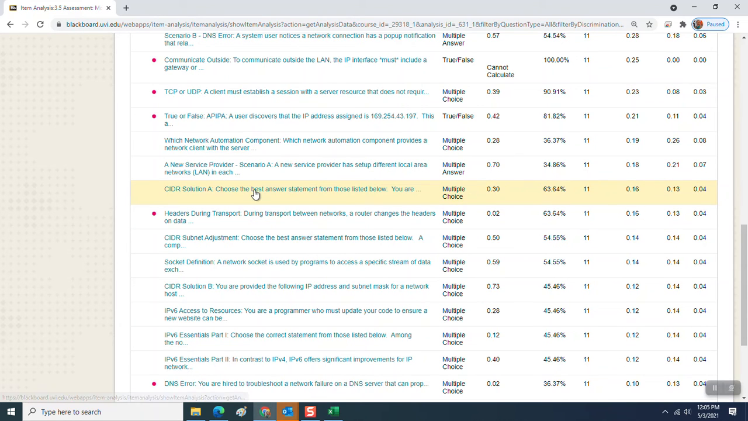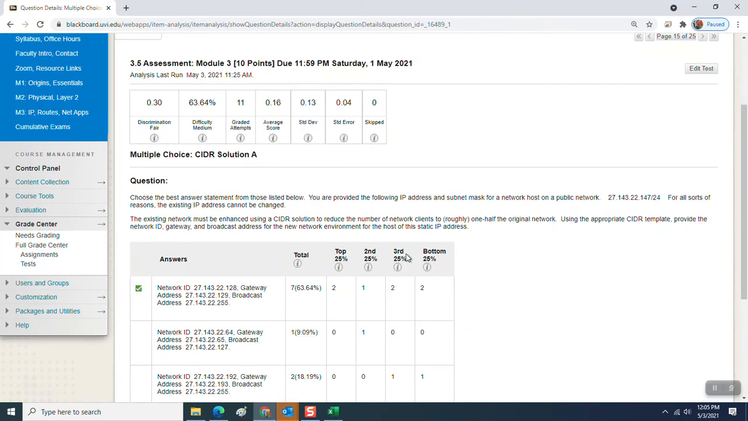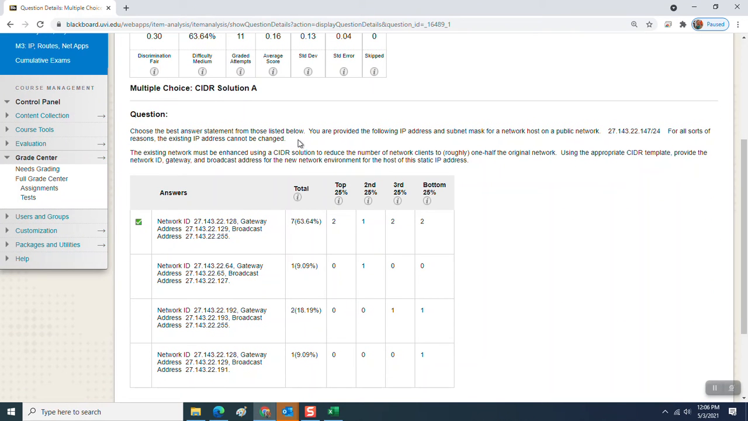CIDR solution A, choose the best answer. So this is another CIDR solution. Choose the best answer statement from those listed below. You are provided the following IP address and subnet mask for a public network. We're using the same starting point for the scenario as in the other question: 27.143.22.147/24. For all sorts of reasons, the existing IP address cannot be changed. The existing network must be enhanced using a CIDR solution to reduce the number of network clients to roughly half the original network. Using the appropriate CIDR template, provide the network ID, gateway, and broadcast.